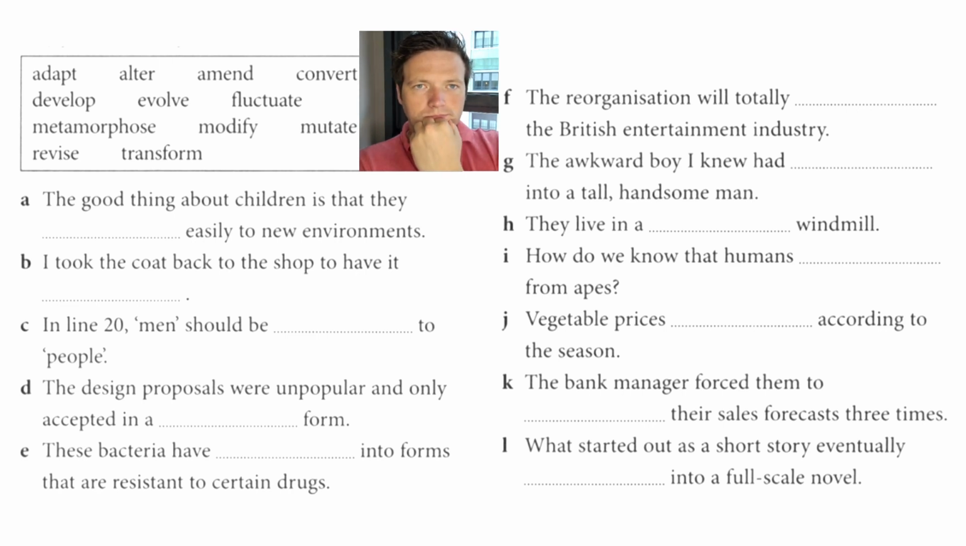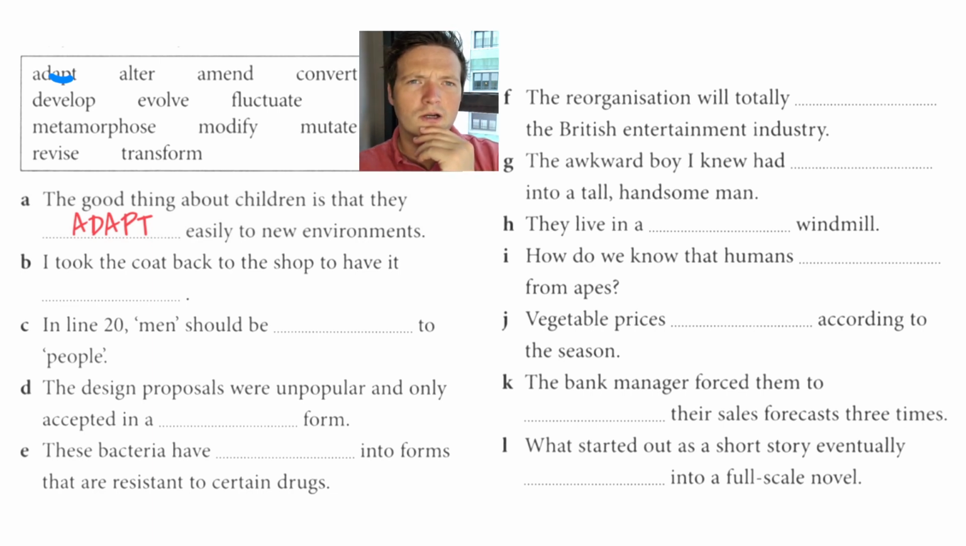So number one, or A: the good thing about children is that they, I think this one's fairly easy, I think this one has to be adapt, is that they adapt easily to new environments. We don't even have to change the form there, and I don't think there's any other option there that would work. No. So let's go with letter B.